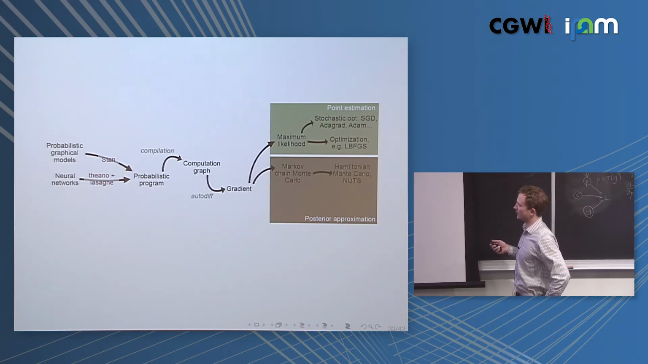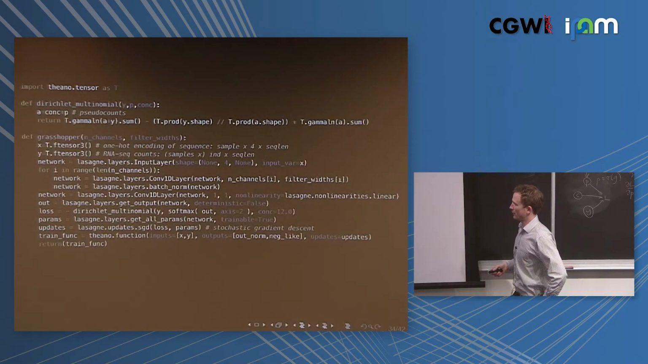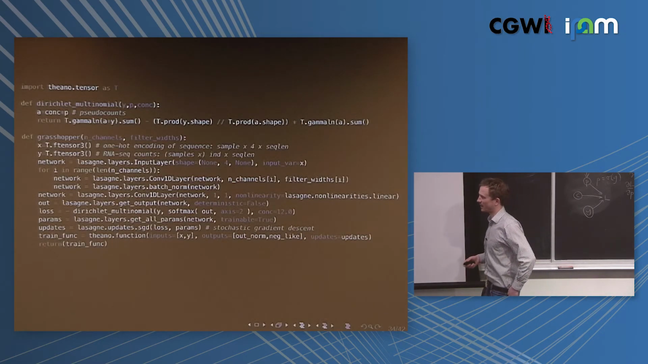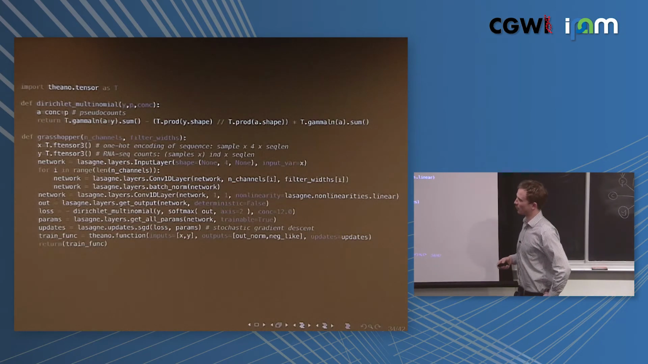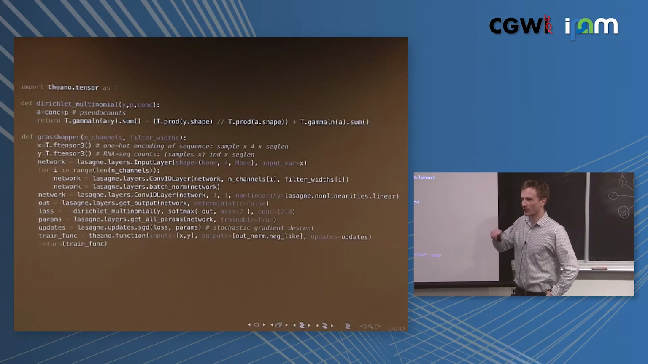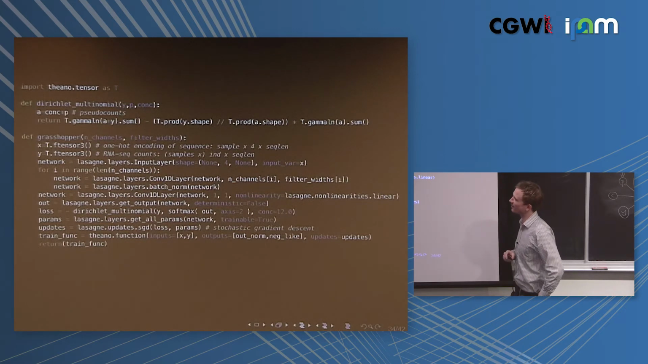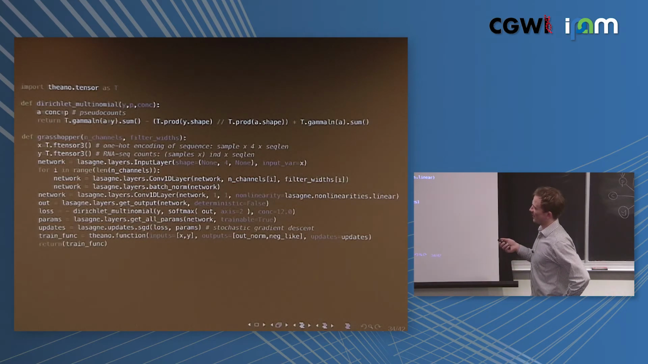you're working with the scale of data where you want to do stochastic optimization, so things that only look at mini batches of data at a time. So typically stochastic gradient descent or something like ADAM. So here's the Lasagna code for this model, which is called Grasshopper because it's meant to be like a grasshopper hopping along the precursor RNA. So again, it comes out pretty simple.